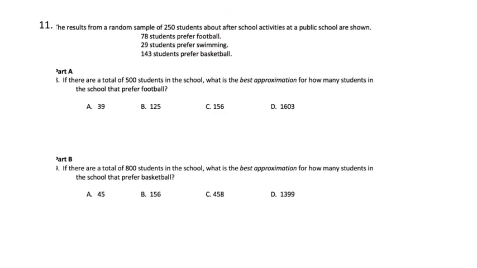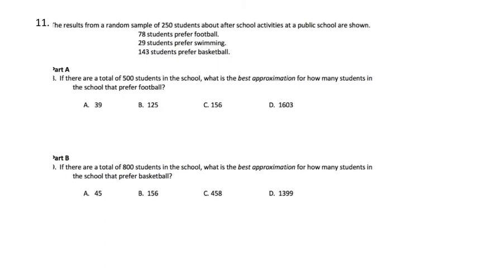Okay, for number 11, it says that you have some results from a random sample of 250 students about after-school activities at the public school, and they're shown below. If there are a total of 500 students in the school, what is the best approximation of students that would prefer football? Okay, well, we need that theoretical probability first. So it's stated at the top that there were 78 that prefer football out of how many people that took the survey? 250.